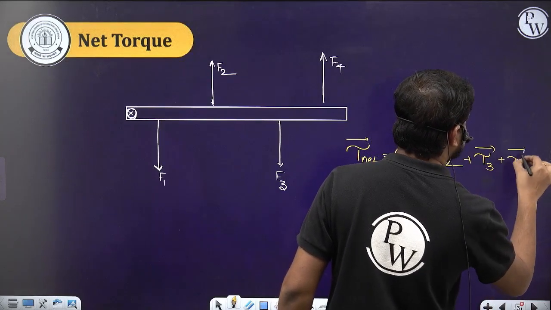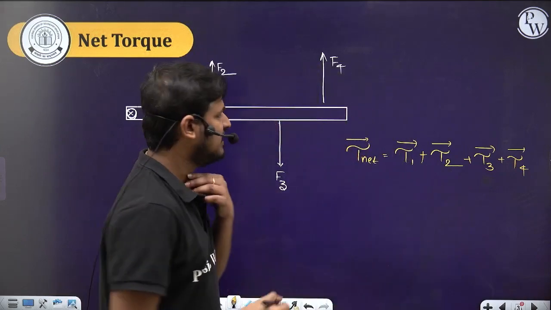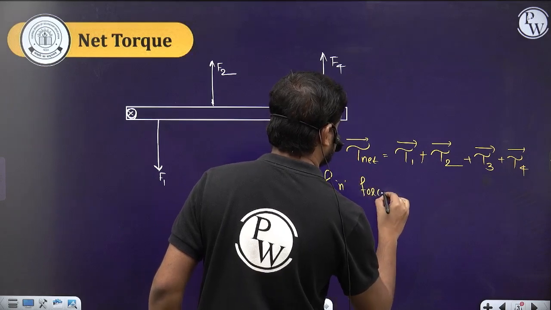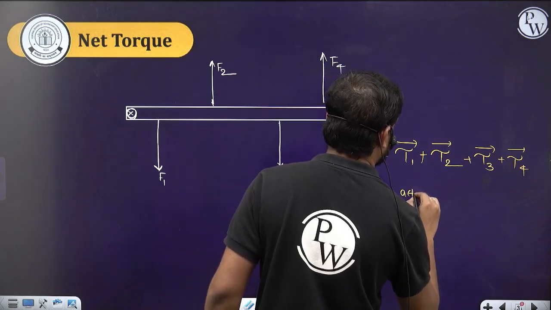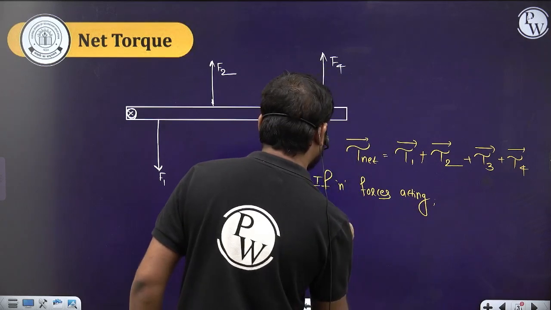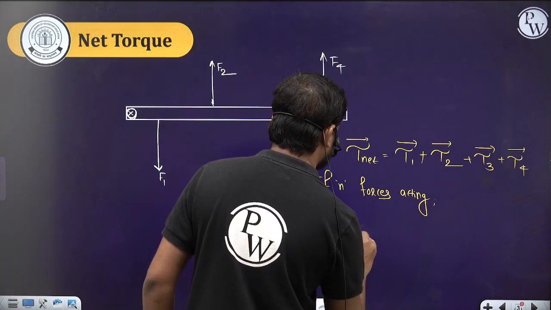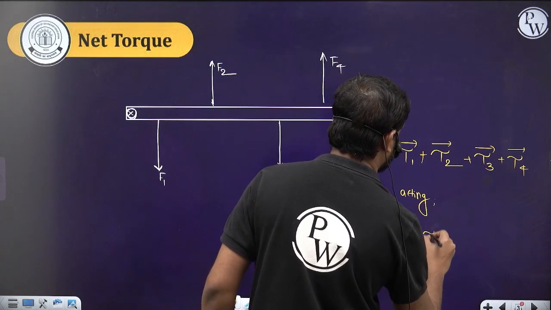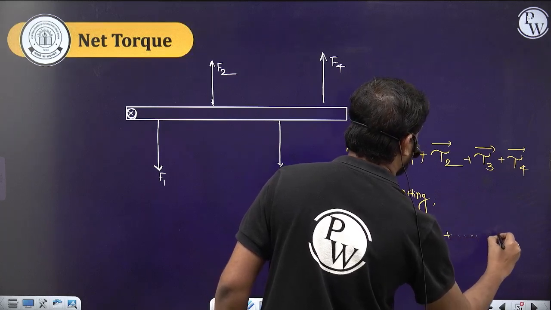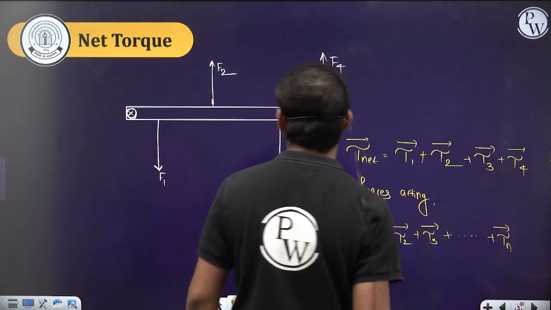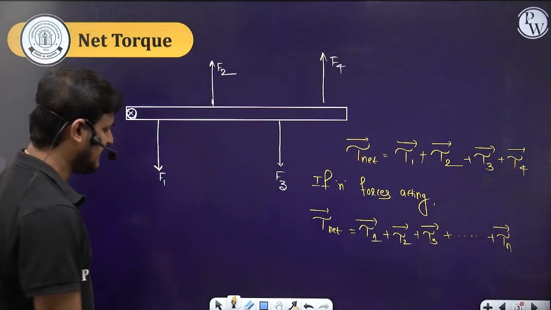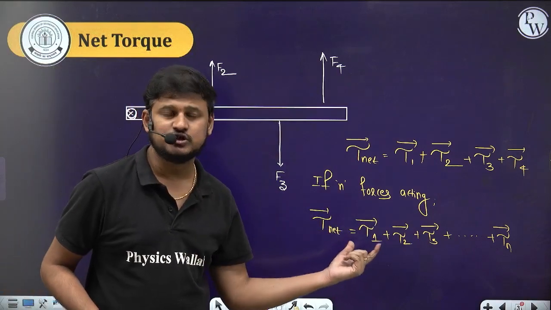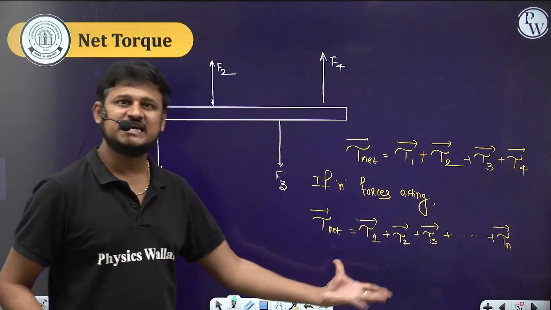So if n forces act on a block, then the net torque, tau net, is the vector sum of the individual torques: tau 1, tau 2, tau 3, and so on till tau n. Clear? Understood, guys? One more important thing here: the sign is also important, because it's a vector sum.